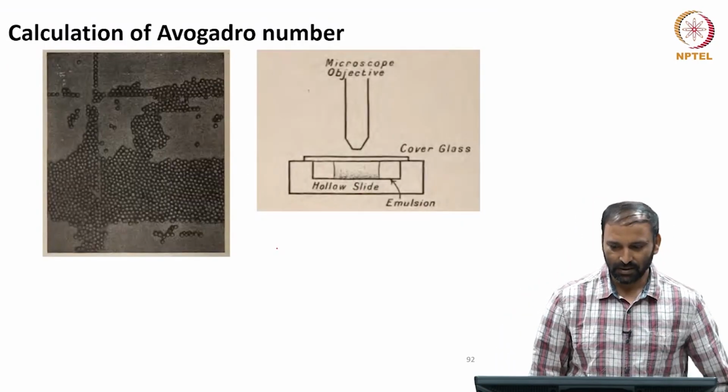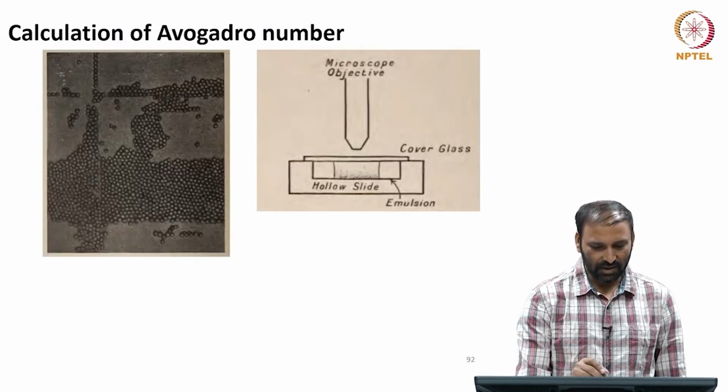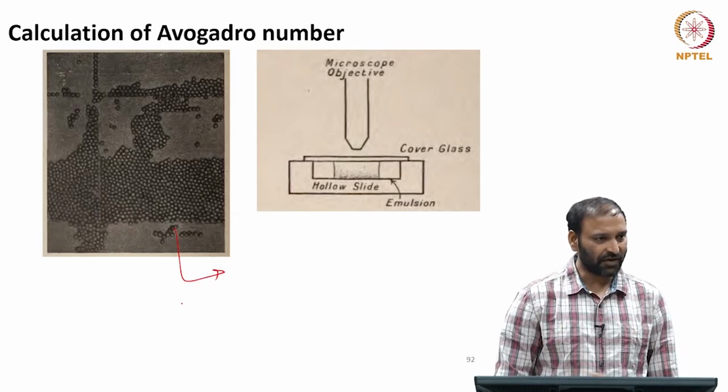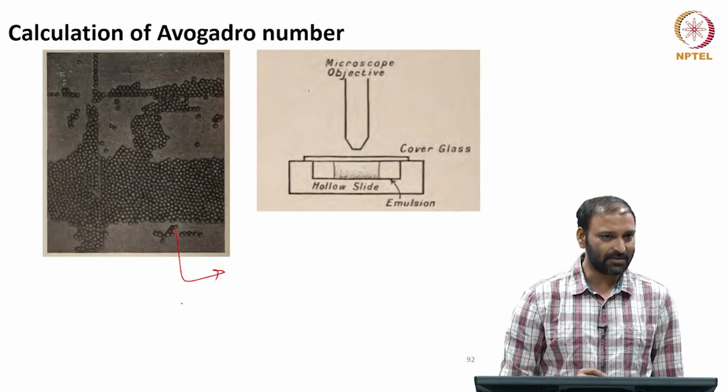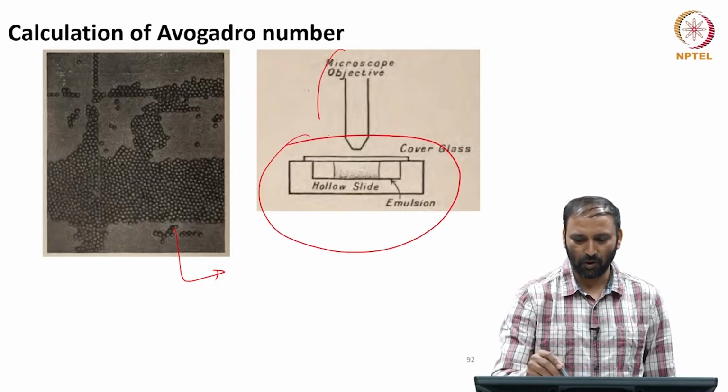So I have some pictures again from his book. These are the particles that he used. They look spherical, and they look more or less of the same size. And this is an experimental setup that he used. That's a microscopy objective.